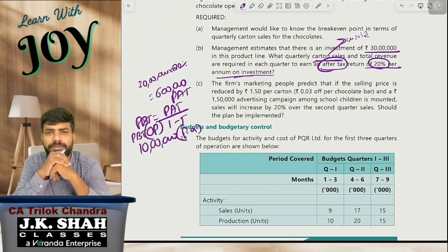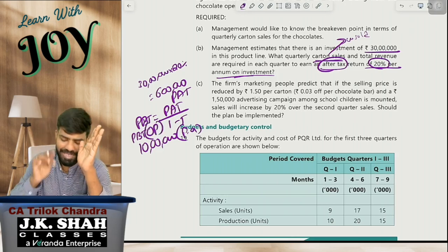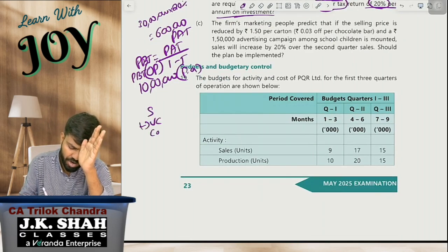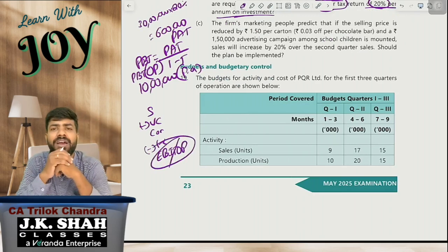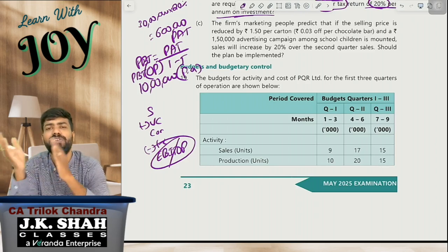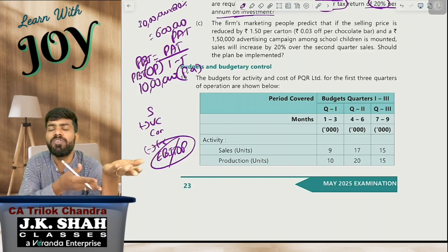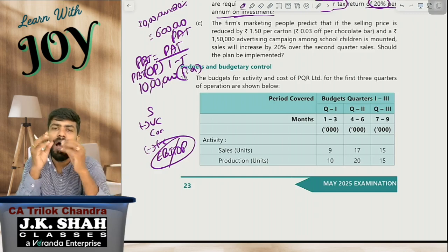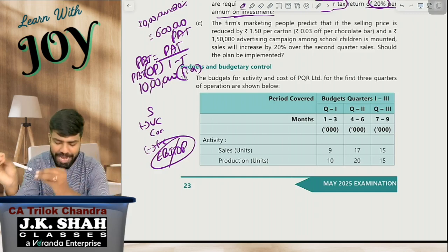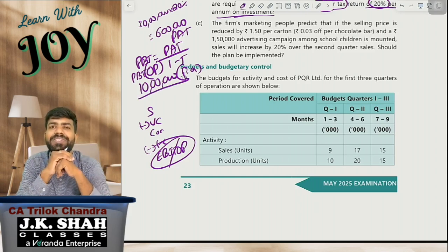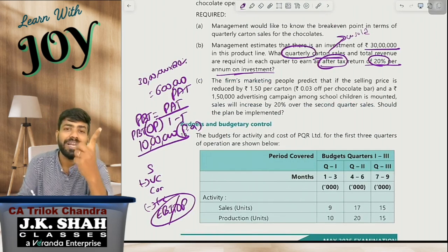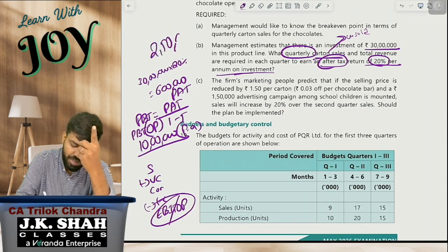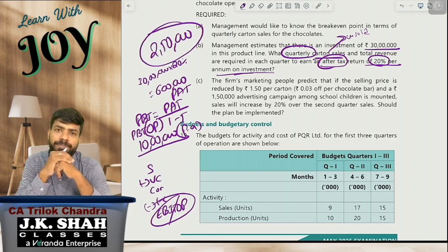Please understand why I am converting to before tax. First, sales minus variable cost gives contribution, minus fixed cost gives the EBIT or operating profit. They're expecting 20% after tax. I'm converting to before tax, and then interest is zero, so it will be called EBIT or operating profit. So operating profit per annum is 10 lakhs. But here they're asking quarterly. So per quarter, how much is expected? 2,50,000. Per quarter expectation is 2,50,000.